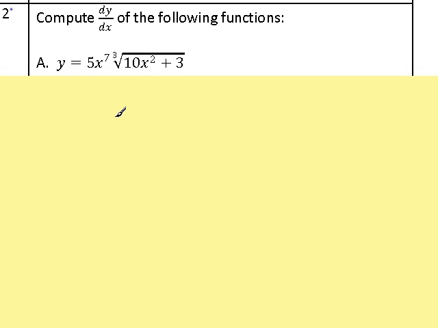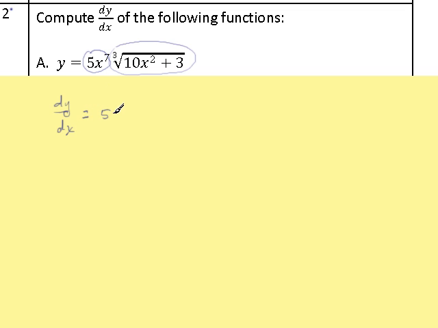In number 2, we're going to compute some derivatives. So in part A, we have a product. Here's the first function, 5x to the 7th, and here's the second one, cube root of 10x squared plus 3. So we'll use the product rule.